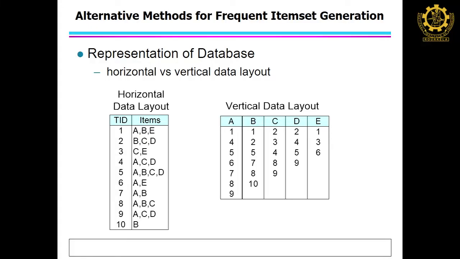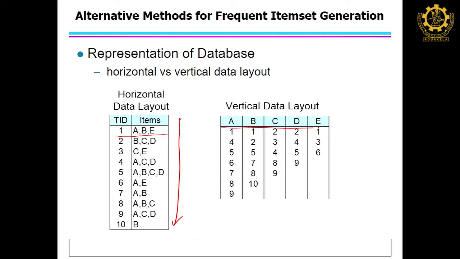Now, there are different ways we can represent the database, because we have to access the database many times. So, representation makes a difference. One way, the traditional way, is the horizontal way, where you can see each transaction in a row and the items are like A, B, C, A, B, E. The other way of representation is something called the vertical data layout.